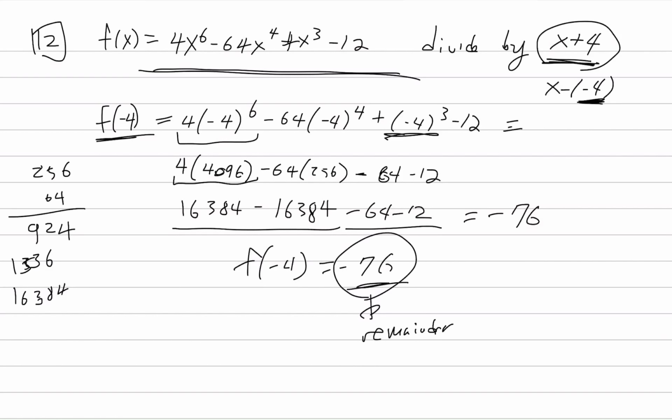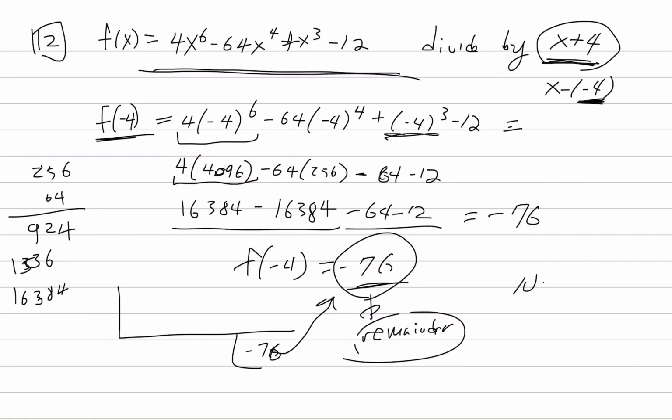And again, make sure to practice synthetic division on your own time as well. But if you do actually do synthetic division, you get negative 76 as the remainder. And that's what the factor theorem tells us. So this is actually also the remainder. So the remainder is negative 76, and no, x plus 4 is not a factor. Not a factor.